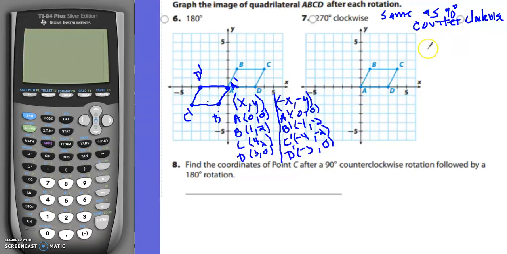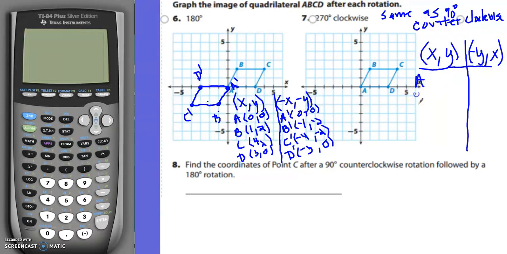Okay, so let's make a table. We have X, Y, and we're going to do -Y, X. So we have A, B, C, and D, A prime, B prime, C prime, and D prime. Okay, A is the ordered pair 0, 0. Now with that, it's still going to be 0, 0. So we're going to have A prime.